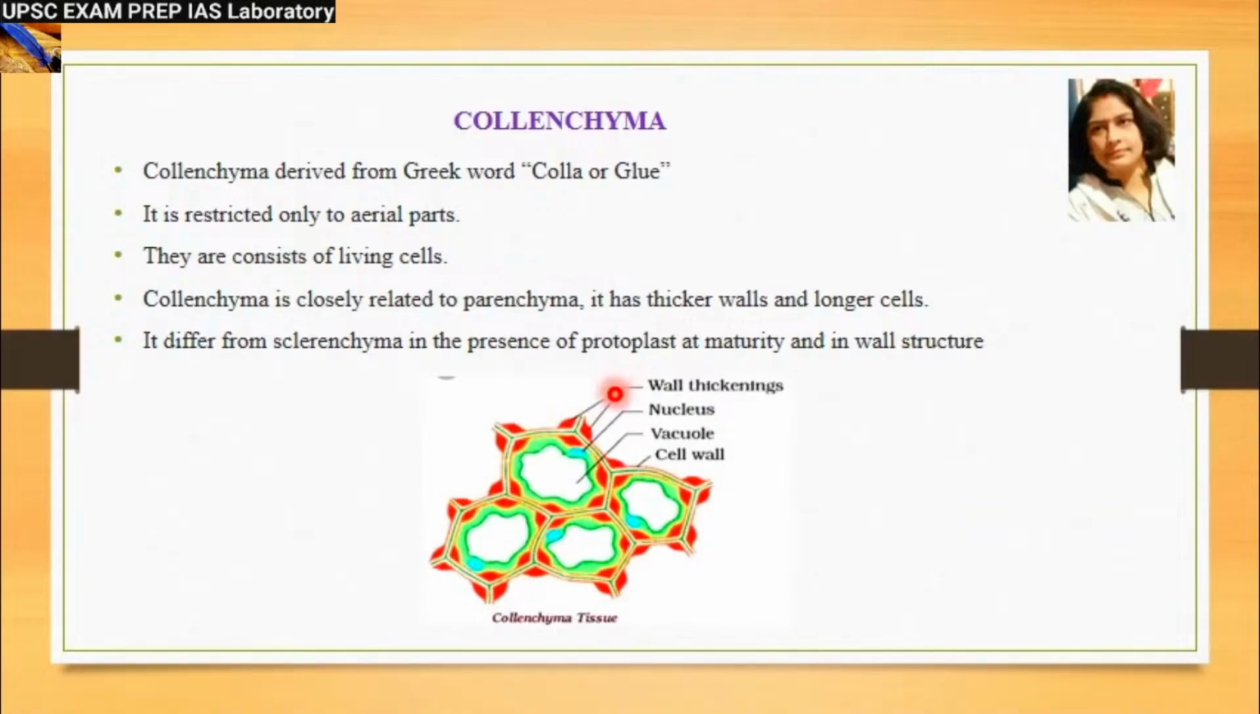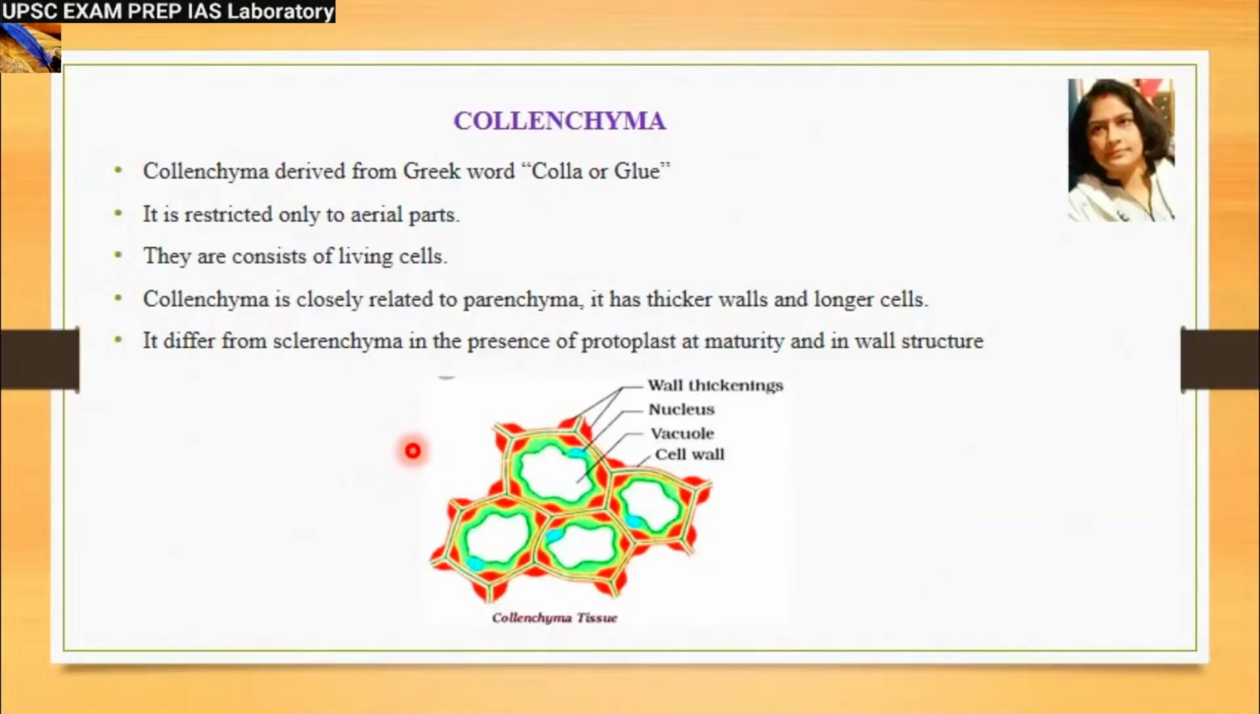Collenchyma is closely related to parenchyma. It has thicker walls and longer cells. It differs from sclerenchyma in the presence of protoplast at maturity and in wall structure. Collenchyma cells vary in shape and size. The smaller cells are prismatic, while the elongated ones are usually with oblique or tapering ends. An individual collenchyma cell may often attain a length of 2 mm.